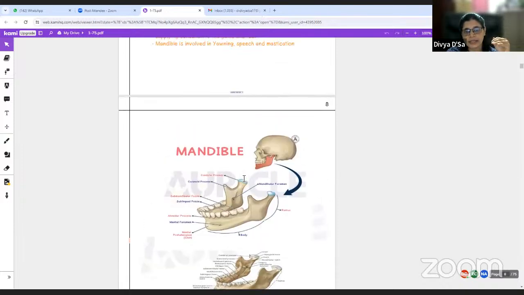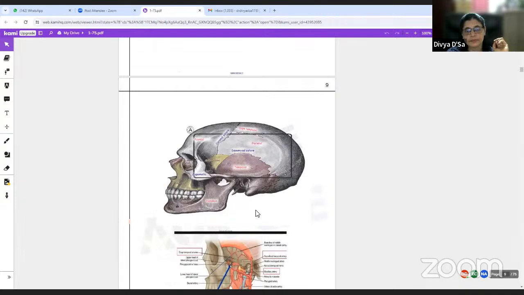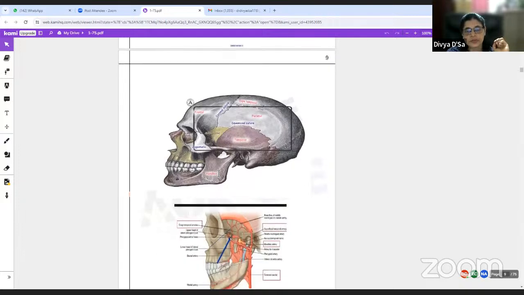And this is the condylar process, which will be articulating with the temporomandibular joint. This is the coronoid process, and to the coronoid process, the temporalis muscle will be attached. And to the lateral part of the ramus, we have the masseter muscle attached. So this is the mandible which you see.